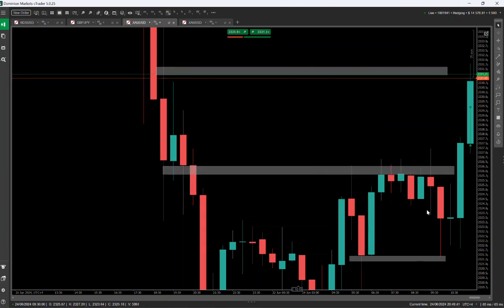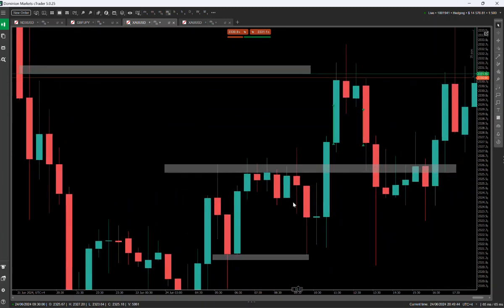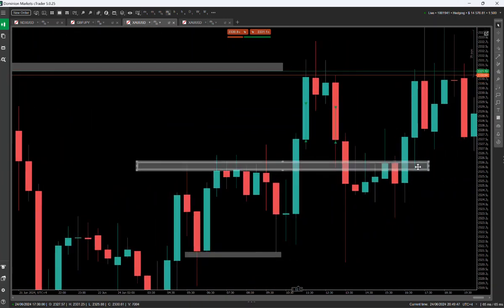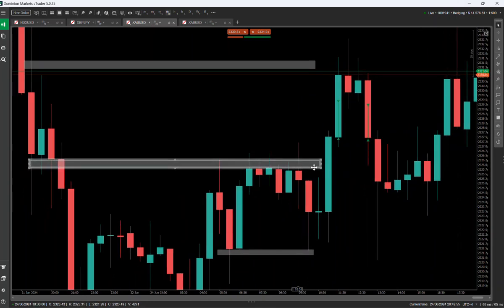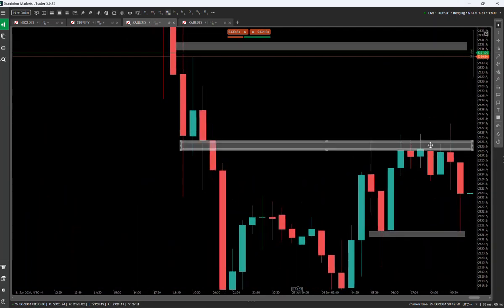That's the question. Because we can't continue this resistance right here, which goes all the way to the right-hand side. That makes no sense at all, because this resistance is based off of past price action right over here. Does this make sense? It's based off of past price action.